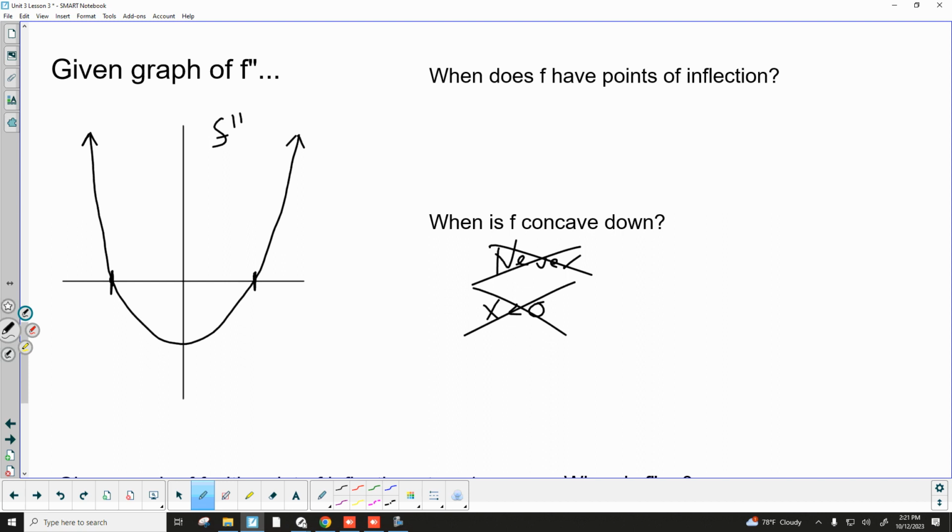Start with the chart. F concave down means F prime is going down, means F double prime is negative. Okay, great. Now we look at the graph. And I look over here and then, whoa, Mr. Messner is giving me the graph of F double prime. Oh, I will look at this row of the chart. When is F double prime negative?